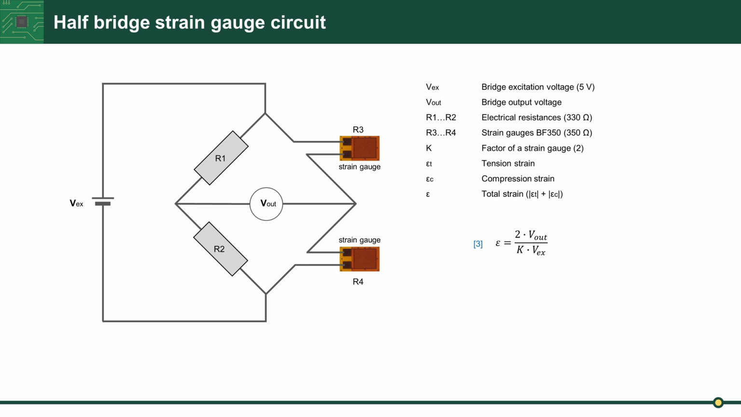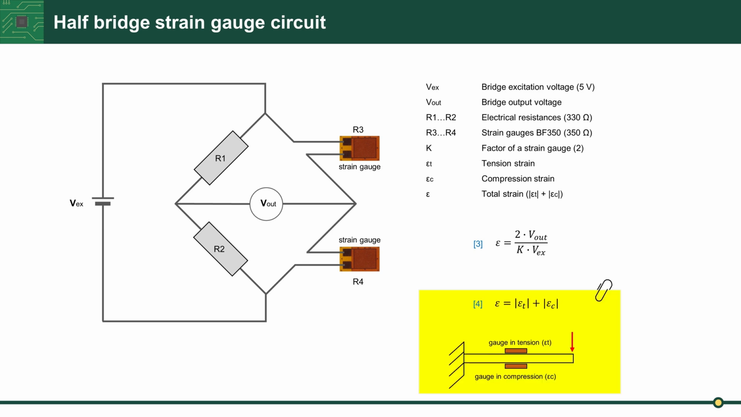I place one strain gauge on the tension side and the second opposite on the compression side of the metal sheet. Total strain is measured. It is the sum of tension and compression strain. Here in the note you can see tension and compression strain of a bending part.